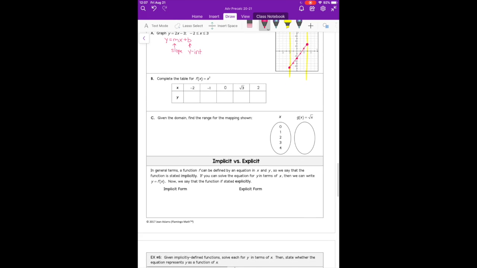Okay. What about if I needed to complete a table? So in this case, what is -2 squared? Well, that's 4. What's -1 squared? Well, that's 1. 0 squared? Well, that's 0. Little trickier. Square root of 3 squared. Remember, square root and squared are inverses of each other, so they cancel each other out and you're just left with 3. And then last but not least, 2 squared is 4.